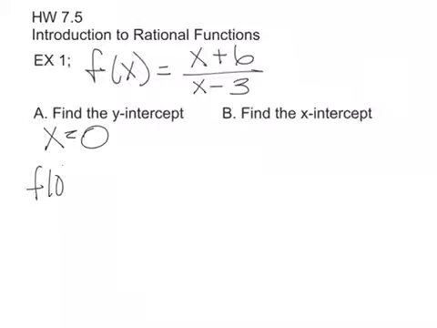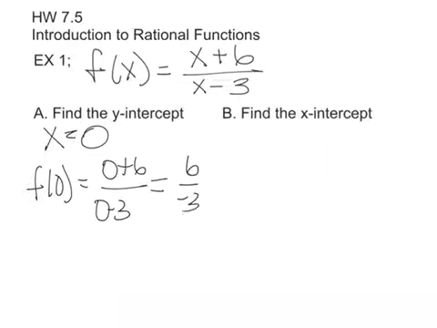So I'm finding f(0), which means in the top it's 0 plus 6, and in the bottom it's 0 minus 3. That simplifies to positive 6 divided by negative 3. So f(0) equals negative 2. That means the y-intercept is at negative 2.